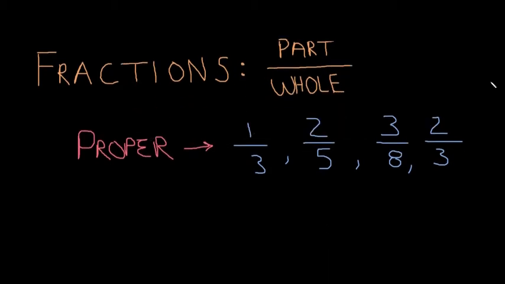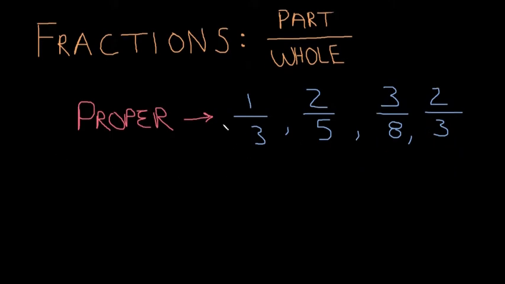First, we're going to talk about what a proper fraction is. A proper fraction is a part out of a whole. This is 1 out of 3. A fraction is also division: 1 divided by 3. This is 2 parts out of a whole that is broken up into 5 pieces. This is 3 parts taken out of a whole that is broken into 8 pieces. And this is 2 parts taken out of a whole that was broken into 3 pieces.